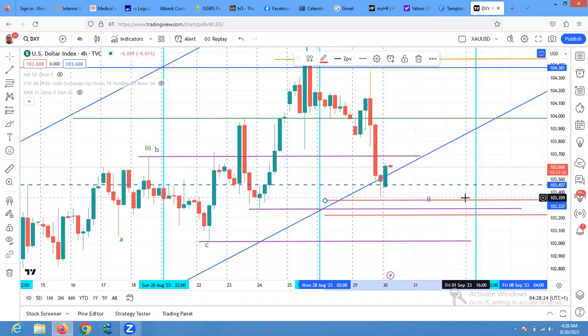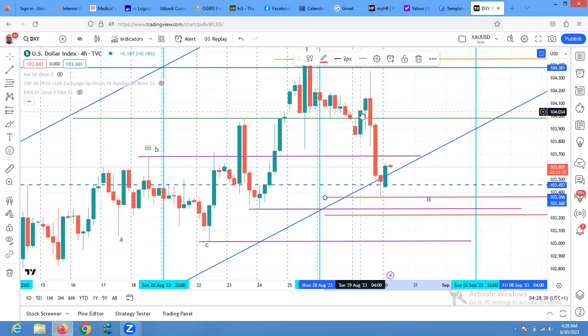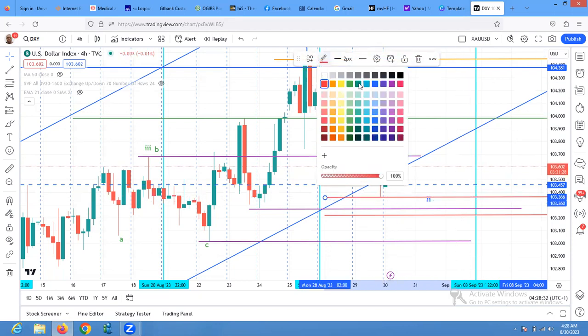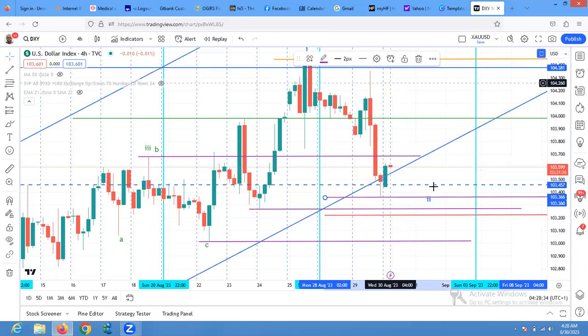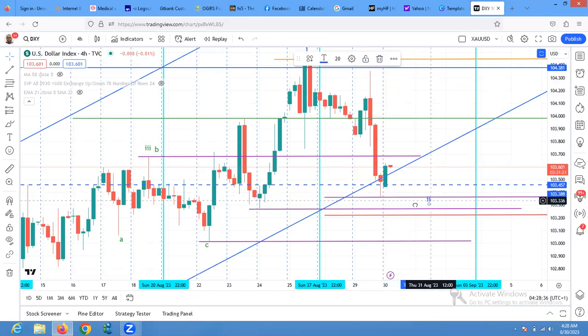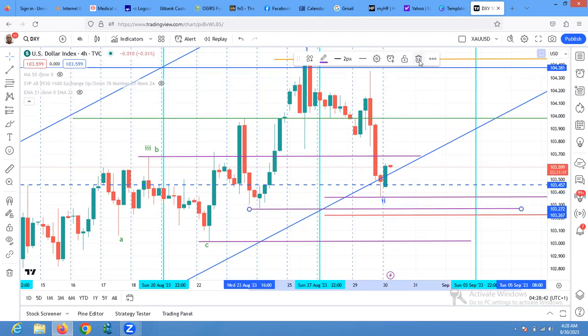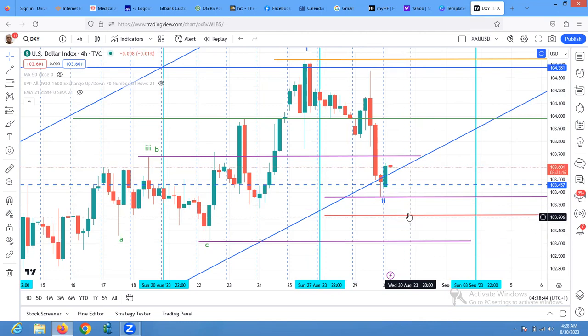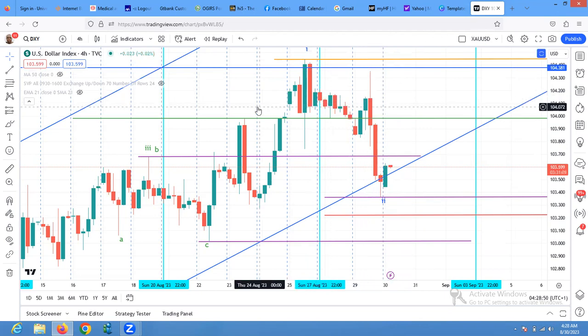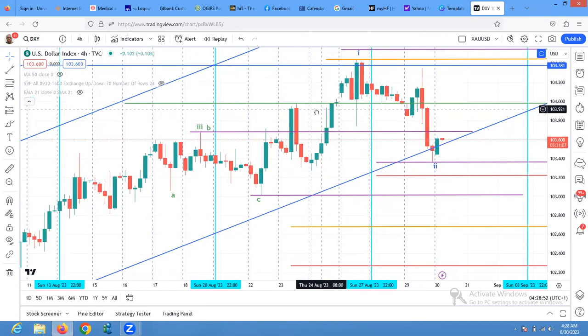So with what we are seeing on the DXY, because it's a mirror of USD, we can now take that to Euro USD. So I'm going to take this one off now. So we are comparing these. So we're almost there. This is 61.8 of the entire run. So we're going to see again.